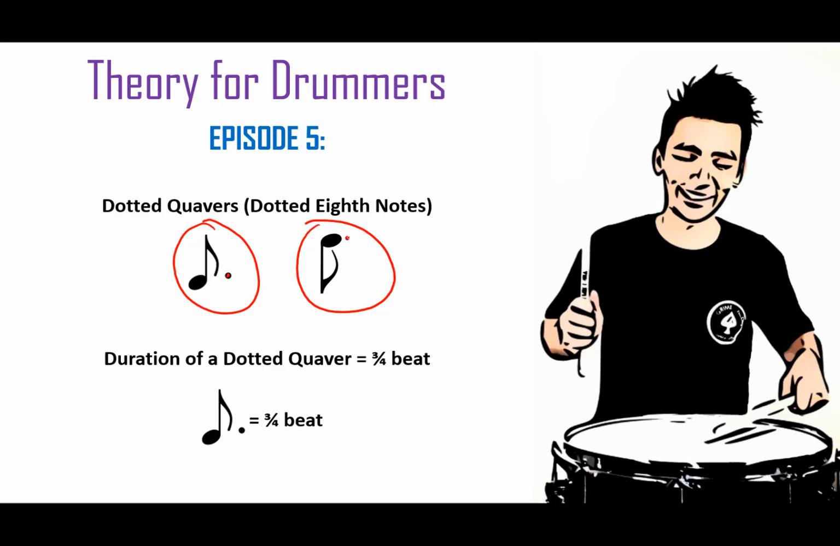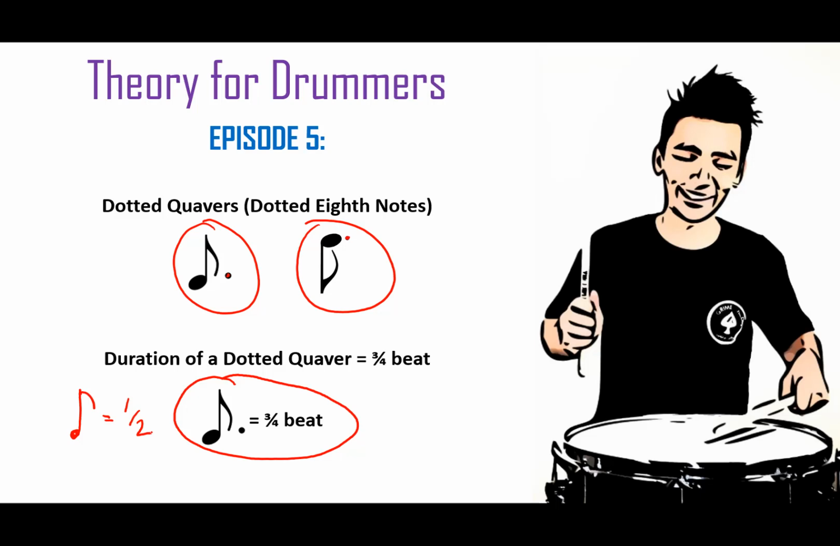Now, what does the dot do to the quaver to make it a dotted quaver, and how is it different from a quaver? That's probably what you're thinking. Let me answer that for you. The duration of a dotted quaver is 3/4 of a beat. Now the duration of a quaver is half of a beat. So you can see the duration has increased because you put the dot out the front of the quaver.